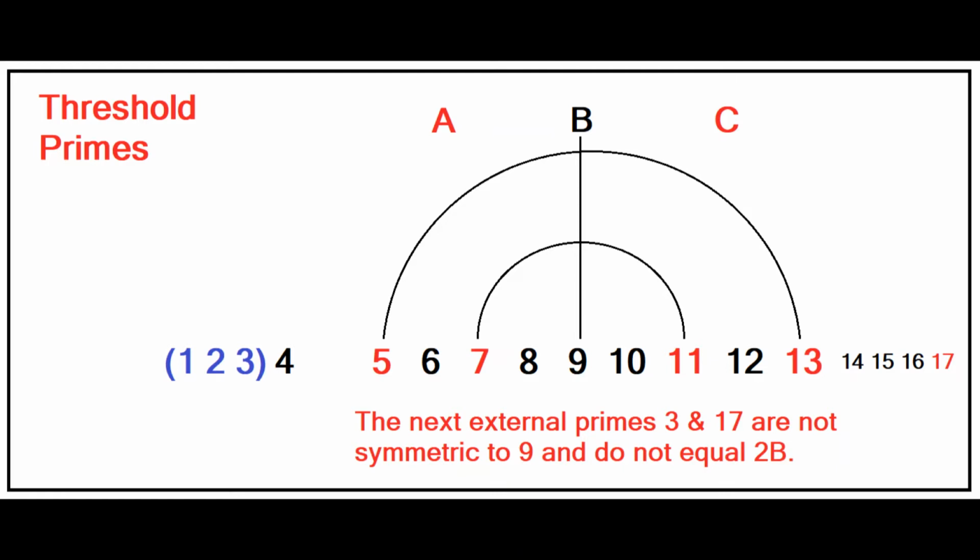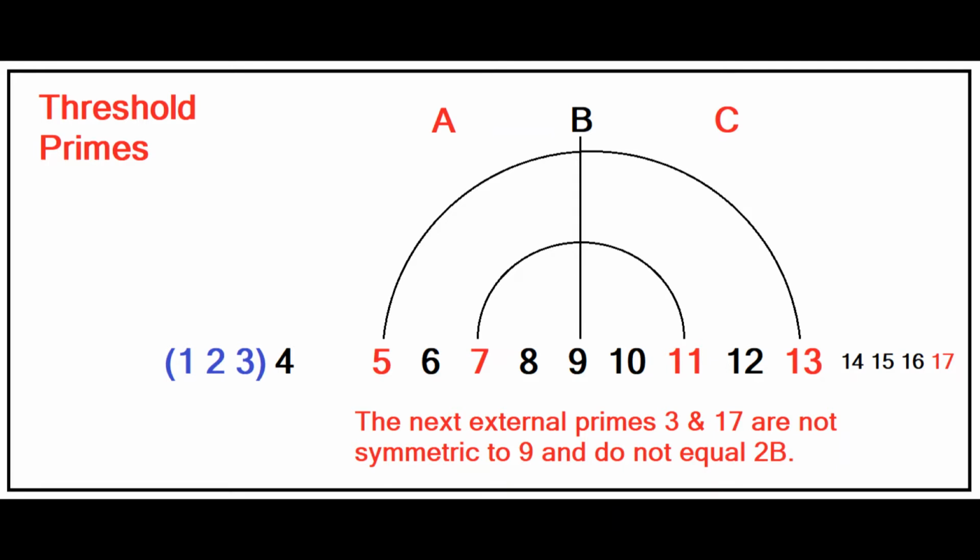The next primes external to the threshold primes do not sum to double the center point and are not symmetric to that center point. Here the next prime to the left would be 3, and to the right would be 17. They have a sum of 20, not 18, and are unsymmetric to center point 9 because there are 5 numbers between 9 and 3, and 7 numbers between 9 and 17. So the extent of prime symmetry in relation to center point 9 ends at the threshold primes 5 and 13.